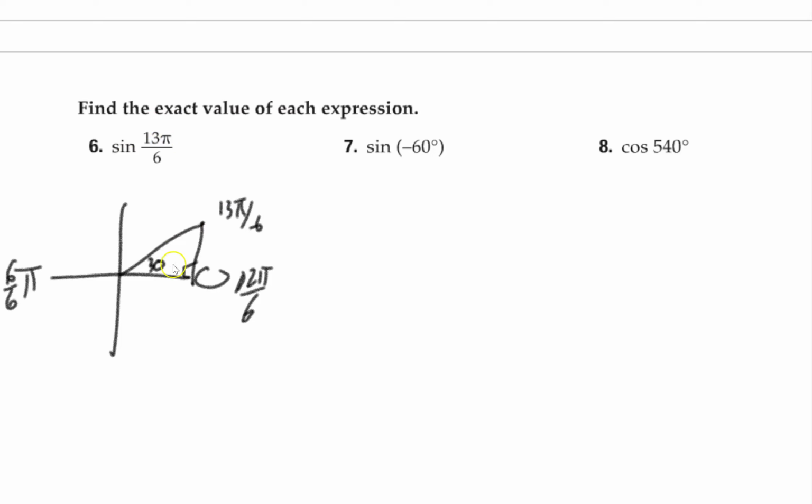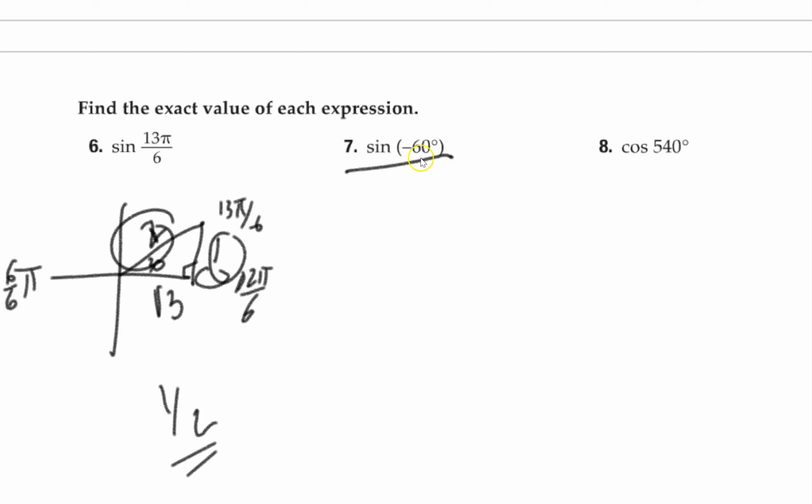In our case, it's π/6, 30 degrees. So I notice this side is 1. Hypotenuse is always 2. And this is radical 3. Sine is opposite over hypotenuse. By the way, that's why sine's my favorite. Because once I see 30, I know what the answer is. 1/2. And eventually, when you get good enough, you don't have to draw anymore.